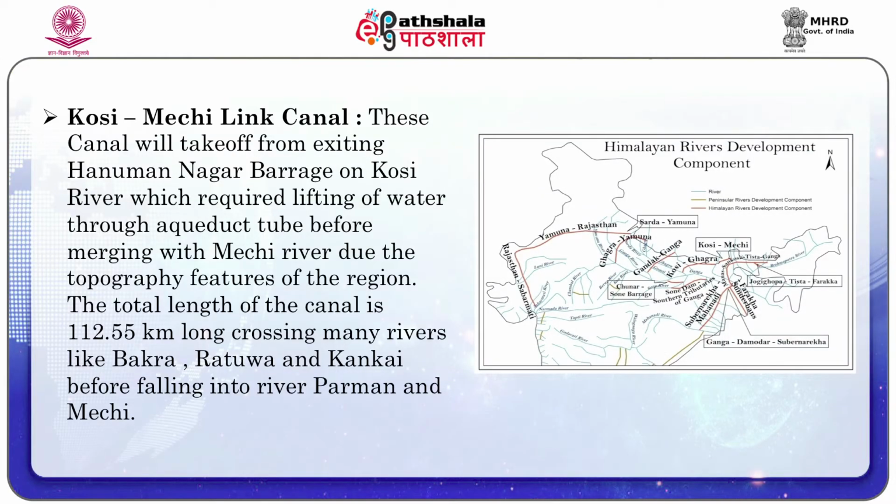Kosi-Mechi Link Canal. The Kosi-Mechi Link Canal will divert surface water from the Kosi River to the Mechi river. This canal will take off from the existing Hanuman Nagar barrage on the Kosi River. The total length of the canal is 112.55 km and it requires lifting of water through adequate tubes before merging with the Mechi River due to the topographic features of the region.